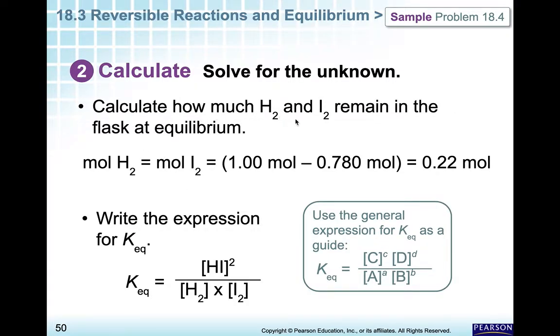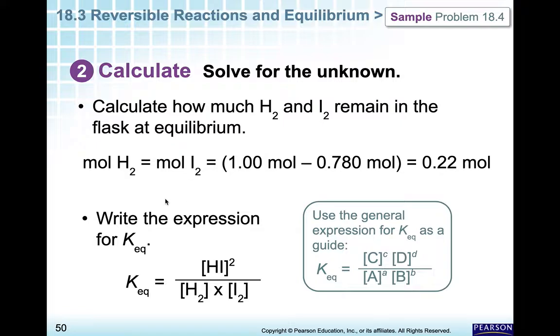So we want to know how much of each of these reactants remains once we've reached equilibrium. And again, we know they're going to be equal because of our balanced chemical reaction. We know we started with 1 mole. We just solved for X and found that we used up 0.78 moles. Therefore, we know that we have 0.22 moles of each left over at equilibrium. This amount was used up to make our product. This is what we started with. The difference is what is left over.